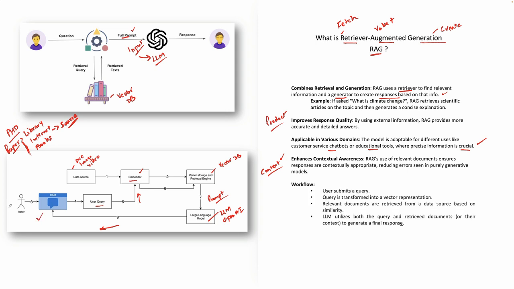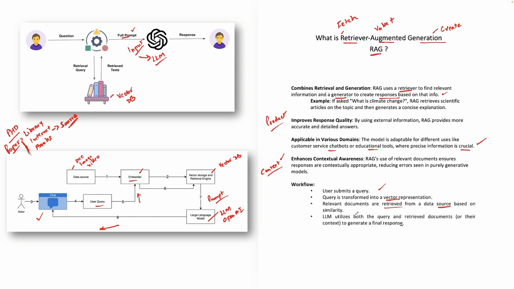So this is what the workflow is. The user is submitting a query, right? The query is transformed into vector representation. So the query is going into the vector representation via the embedder. Relevant documents are retrieved. So this is the retrieval component of it. The relevant documents are retrieved from a data source. Now, as I said, it could be a vector database.